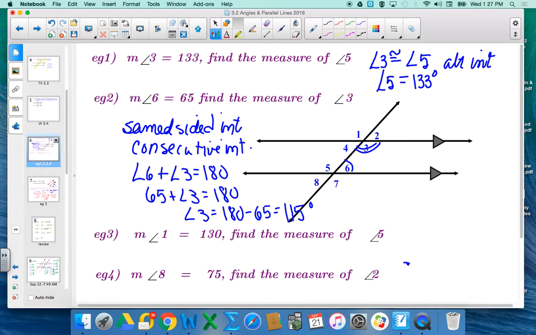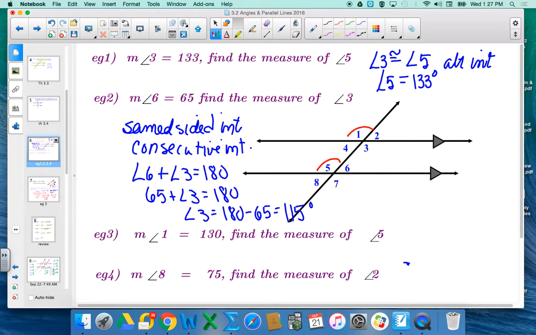Next one says angle 1 and angle 5. 1 and 5. What kind of angles are 1 and 5? Same-sided. They're not on the interior, so they're same side. They're on the same side, that's correct. It's not exterior. It's corresponding. Good, they're corresponding.